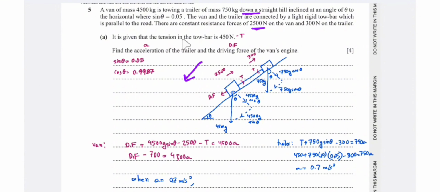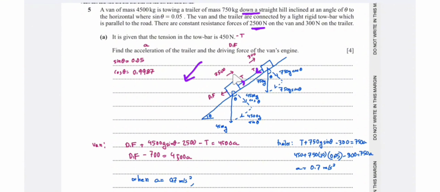Then it is given that the tension in the tow bar is 450 Newton. So we have this value of tension, and we have the resistive forces. Now find the acceleration of the trailer and the driving force of the van's engine. We consider the driving force as dF. Since it is a driving force, it is acting forward, and we need to find the acceleration.